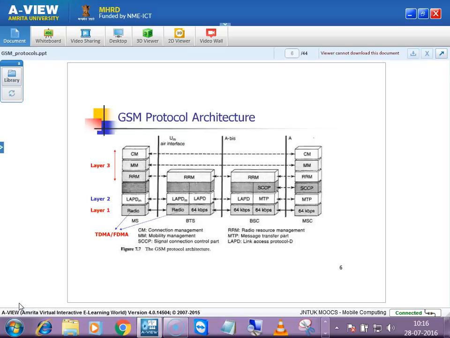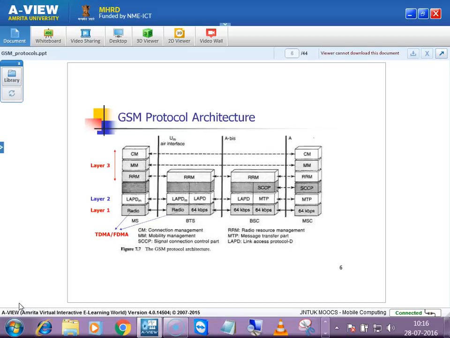And layer 2 is nothing but LAPD, the link access protocol D channel. This is layer 2 in your GSM. In order to access the link, it is named after this link access protocol D channel.